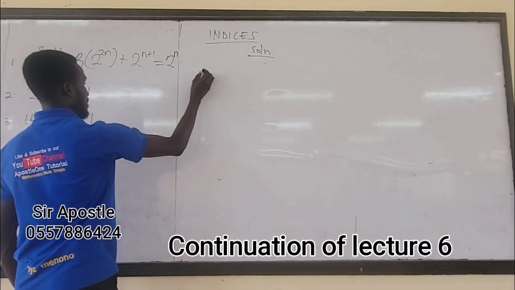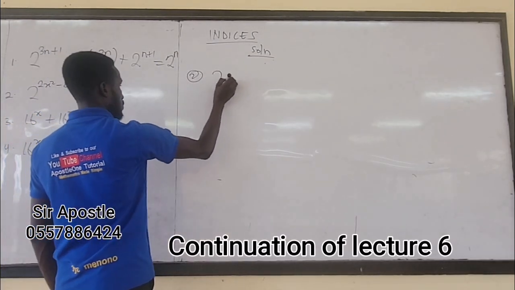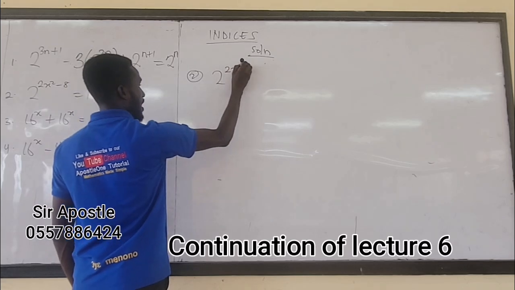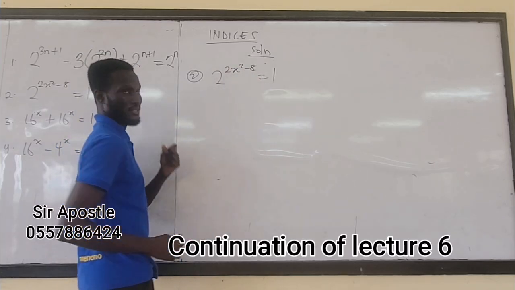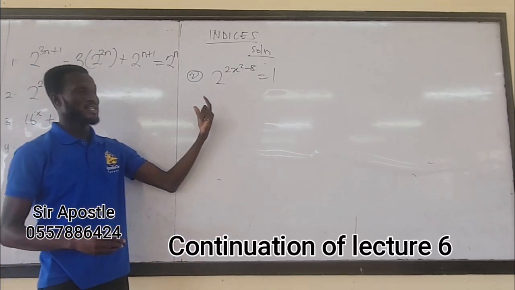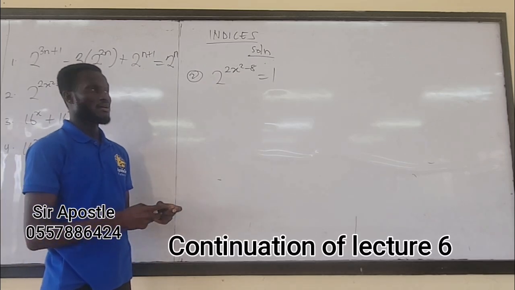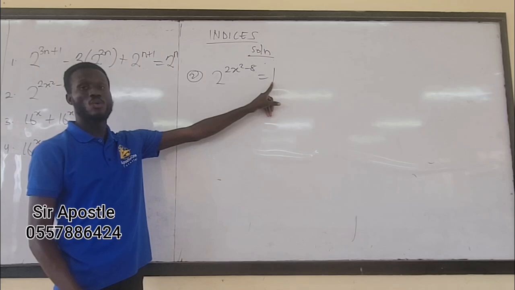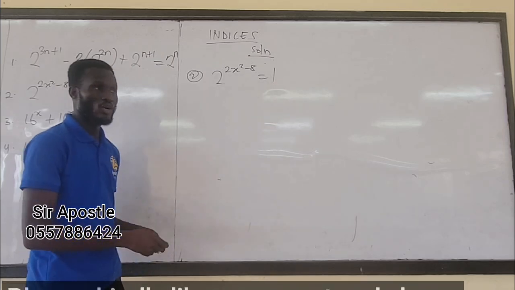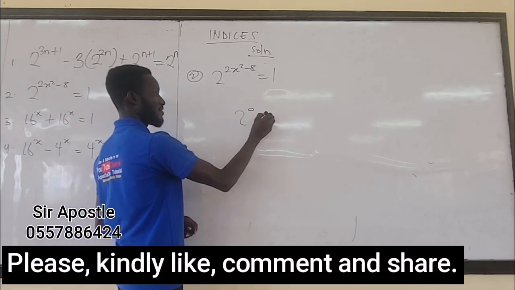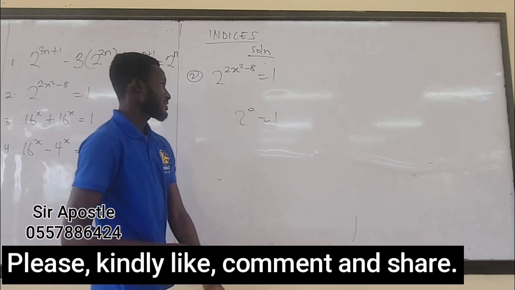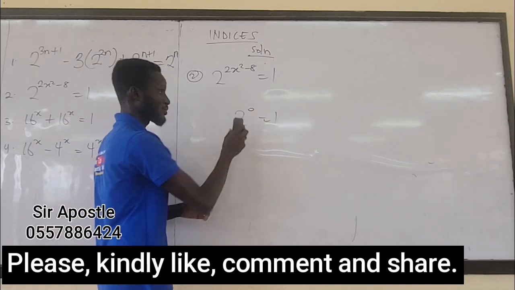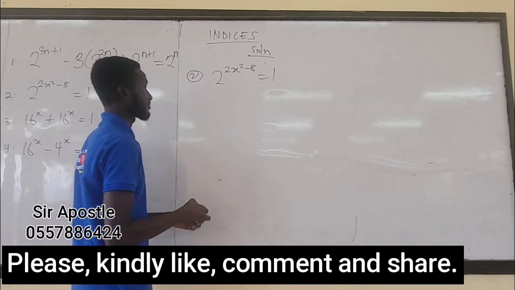Question 2, we have 2 exponent 2x squared minus 8 equal to 1. Now at this point, I have to make sure that the bases are the same. So it means that I have to convert this particular 1 to base 2. And you know that 2 exponent 0 will give us 1. So in other words, this 1 is the same as 2 exponent 0. Then we equate the bases.